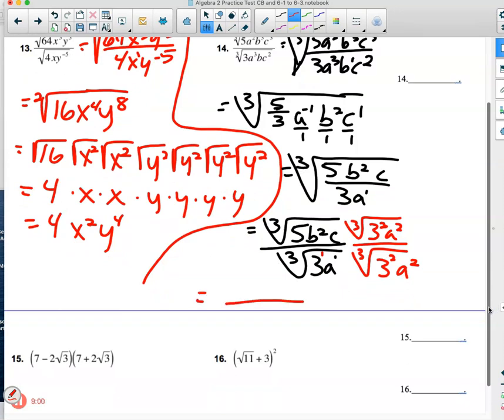Now, let's make sure our denominator is going to work. Cubed root of 3 to the third, a to the third. Okay, that worked out perfect. That's going to be 3a. In the numerator, we just have to follow the order of operations. So we're going to have to do 3 squared, exponents, before multiplying. 3 squared is 9. 9 times 5 is 45. Cubed root of 45. And we have an a squared, a b squared, and a c.